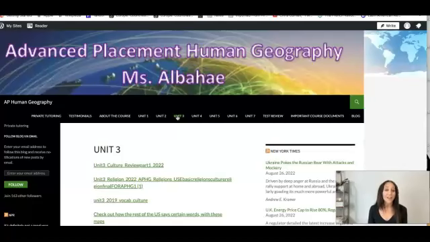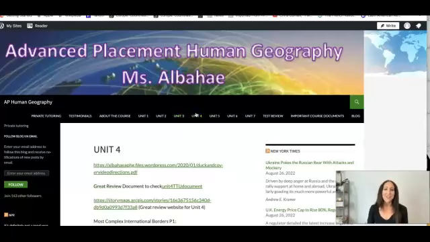So the culture unit is probably one of the longest units that we tend to go through, because it does have a lot of information in it, but it's really wonderful and really fun. Then when you get to Unit 4, it is one of the most applicable as far as things that you're going to be able to see and understand.